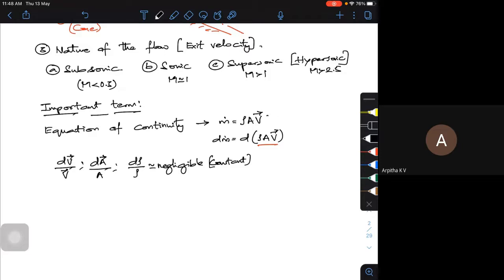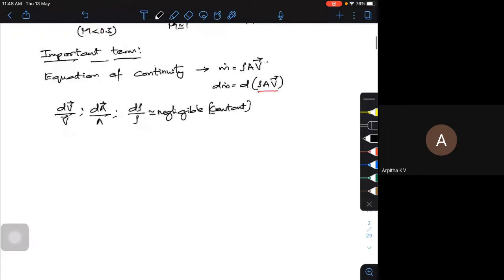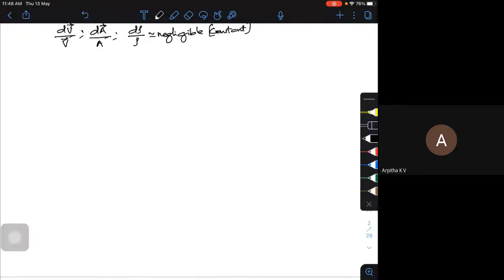So we'll go back to your basic thermodynamics. Let's try to analyze your nozzle using the steady flow energy equation. Steady flow energy equation for a nozzle.